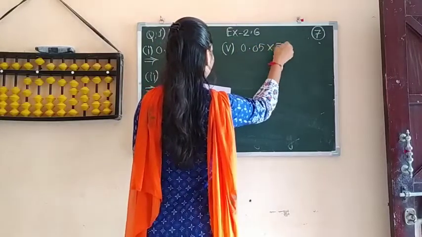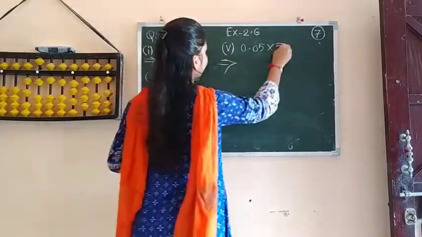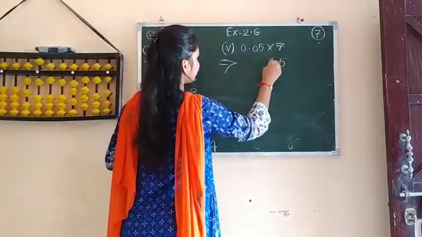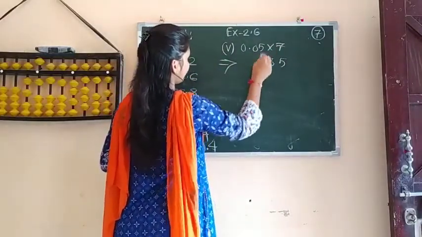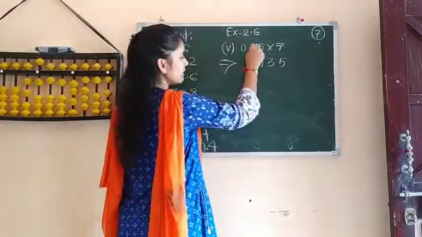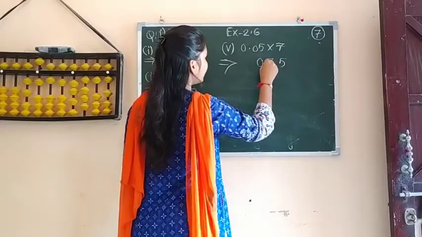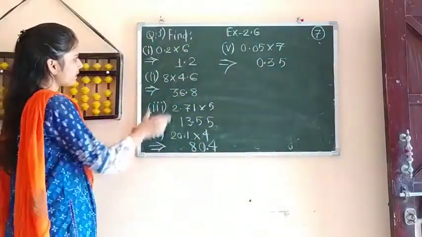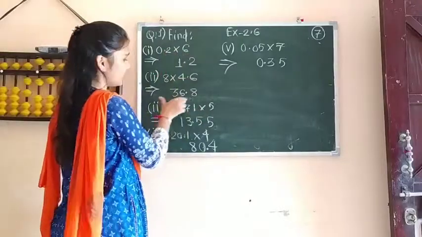0.05 multiplied by 7. So 7 5s are 35, 3 carry. 7 zeros are 0 plus 3 is 3. 7 zeros are 0. From the rightmost side, decimal is after 1, 2 and then decimal. So here 1, 2 and then decimal. So this is your final answer. In this way you can solve. These were easy sums, so I have solved here orally.